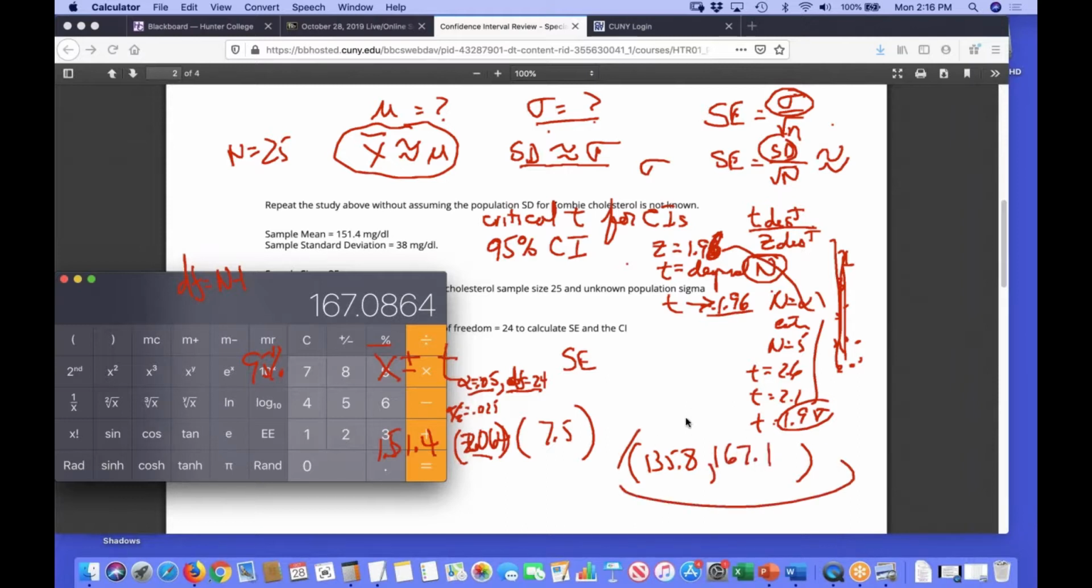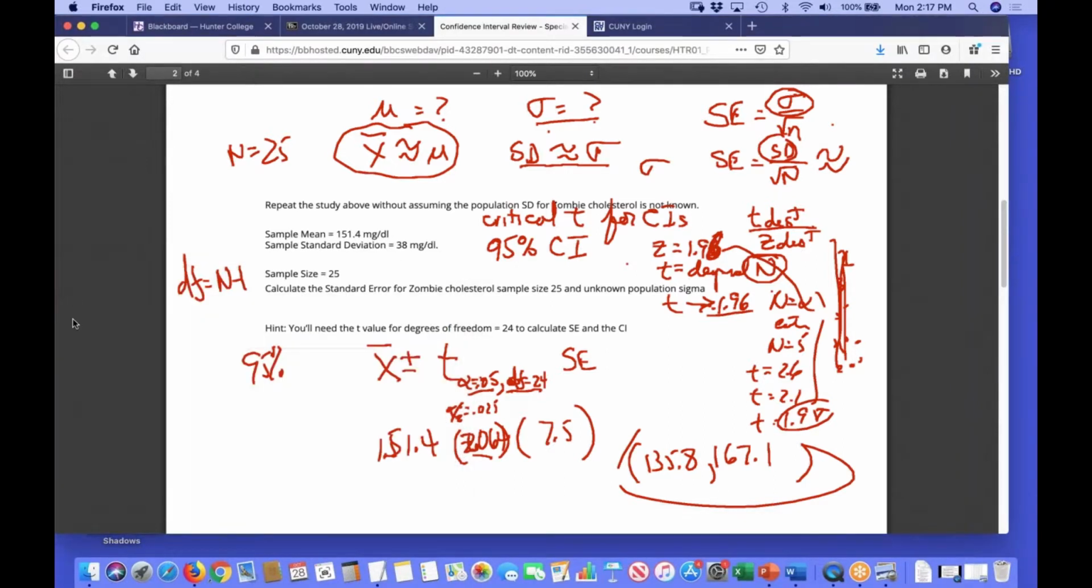There you go. Had we known what the population standard deviation was, in this case, we would have used 1.96 instead of 2.064. But since we don't know the population standard deviation, we only know the sample standard deviation, we had to look up on our t-table what t-value we should use based on our sample size.